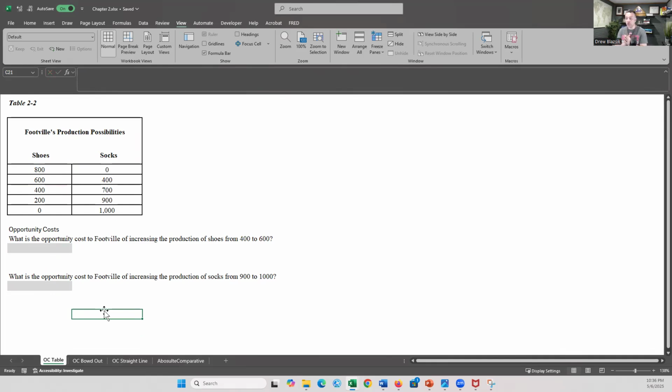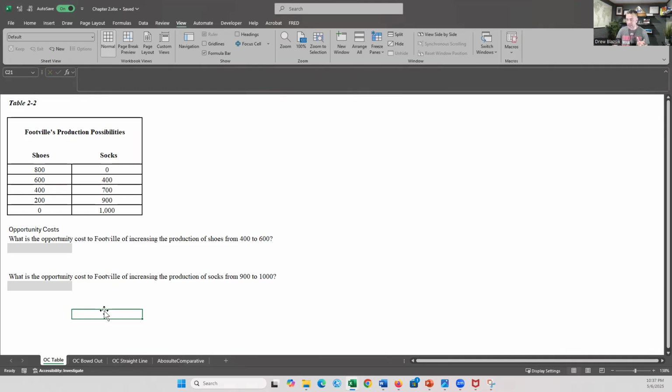So this is opportunity cost. This is the first question. You'll see this in chapter 2 and 3. If you look at the definition, opportunity cost is the next best alternative, what we could do, not the third best, fourth best, or fifth. It's the next best alternative. So what we're looking at here, what is the opportunity cost to Footville of increasing the production of shoes from 400 to 600? This is important, and we'll see this in these questions. This one's asking if you move from that, what did you lose?